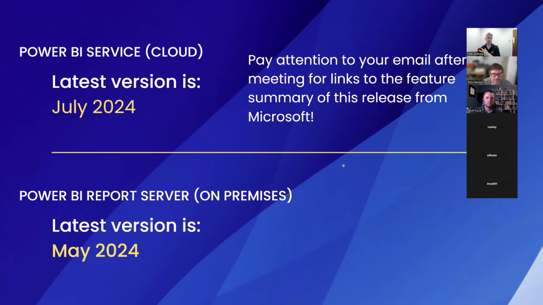As always, I will start with a little bit of a reminder about where we are on versions. The latest version of the Power BI service is July 2024. If you're using Power BI Desktop in the cloud in the Power BI service, July 2024 is your version. And if you are one of those folks using Power BI Report Server for on-premises, the latest version is May of 2024.